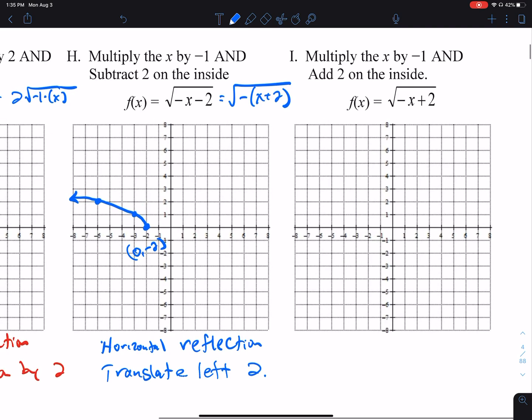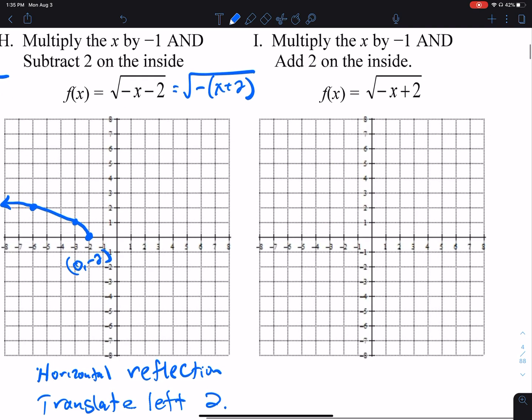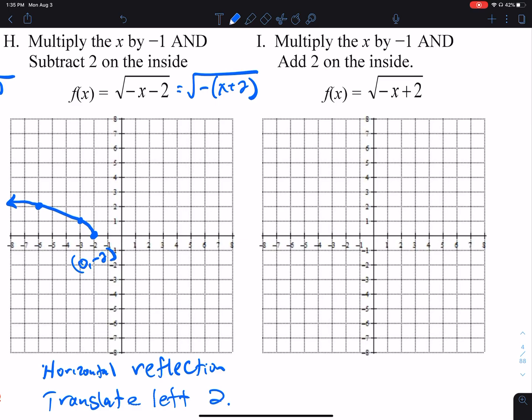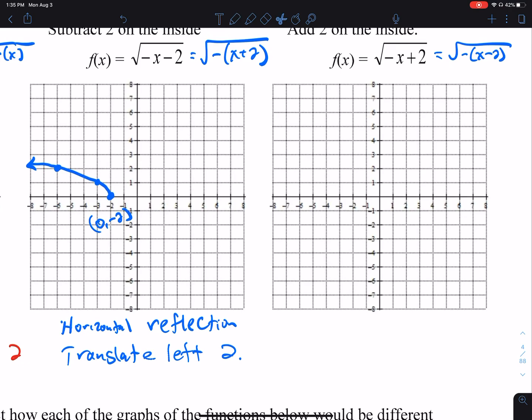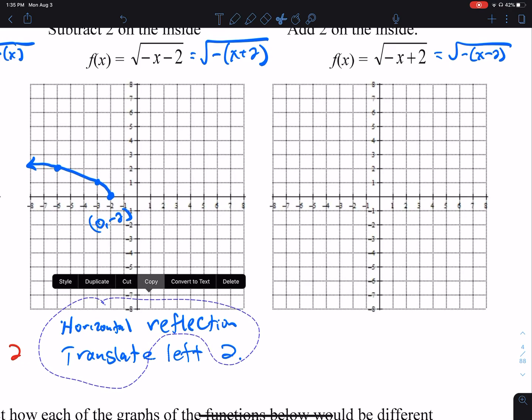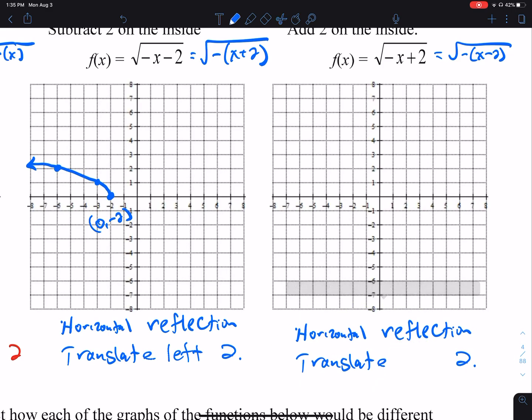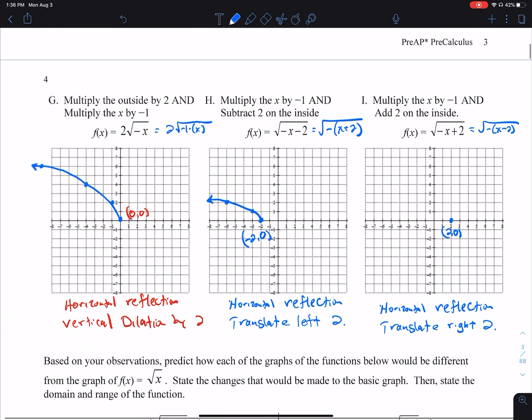Next one. Once again, I don't like this negative coefficient inside the function, so I'm going to factor that out so that it's x minus 2. This is going to result in a horizontal reflection and a translating right 2. If I translate to the right 2, my vertex is at 2, 0. You know what? I wrote this wrong over here. I wrote 0, -2. It's -2, 0.